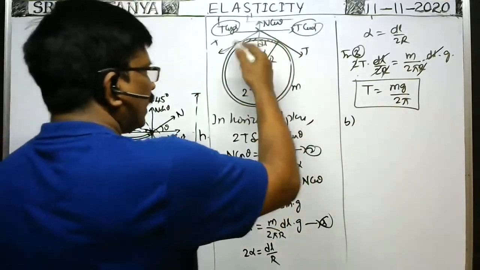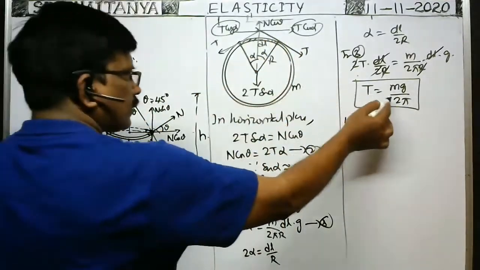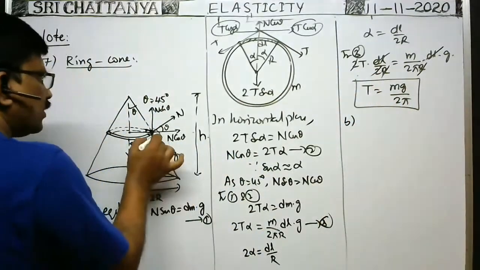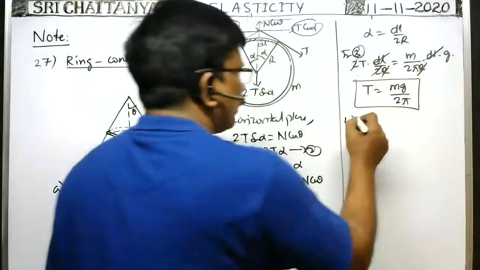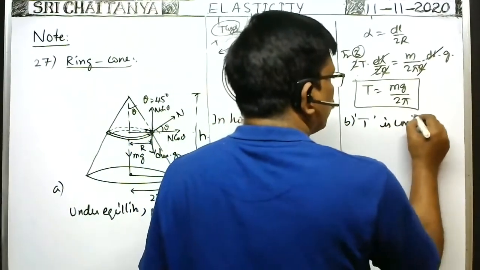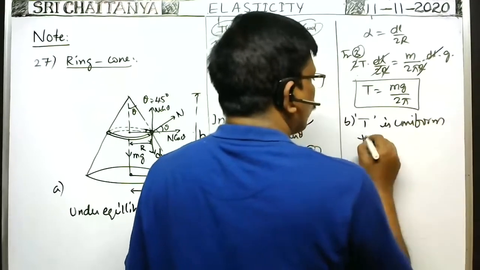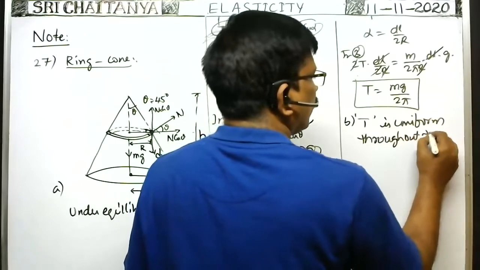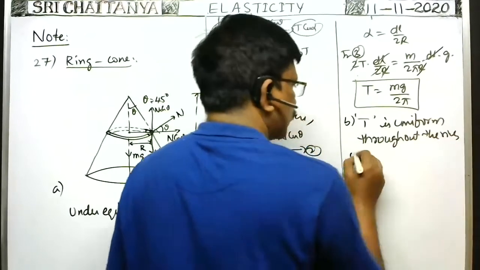And moreover, for the given ring, mass is constant, g is constant at the given place. That's why tension is also constant. So tension at every point in the ring is constant. That's why tension T is uniform throughout the ring.